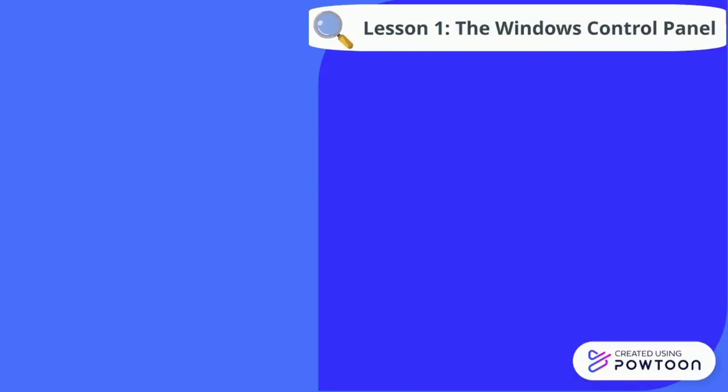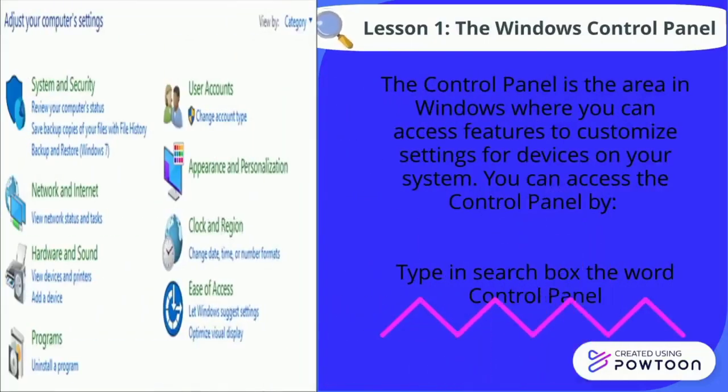The Windows Control Panel. The Control Panel is the area in Windows where you can access features to customize settings for devices on your system. You can access the Control Panel by typing the words Control Panel in the search box.